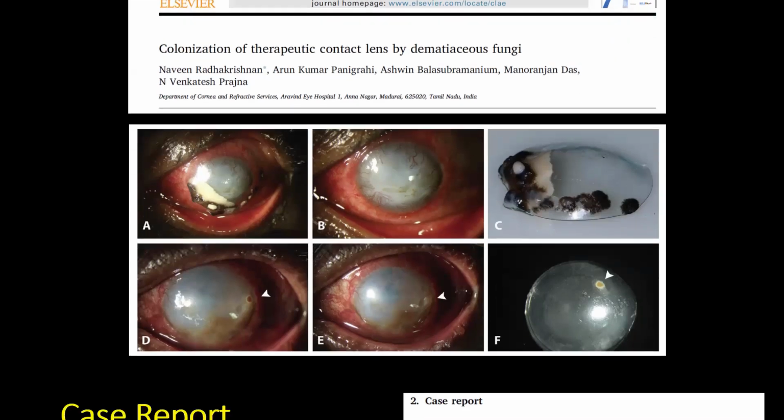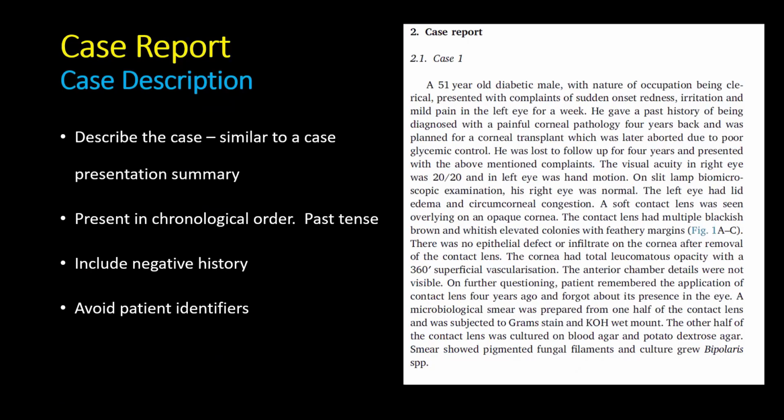Then you go and write, like how we write methods and results. We write the case description first, not the introduction, not the discussion. So how do you write a case description? Similar to how you write a case summary in your case presentation for a long case. A patient, 51-year-old diabetic male, came with this occupation, with these chief complaints, presented with this. Then this happened. He was treated with this. On follow-up, this happened, and with some negative history.